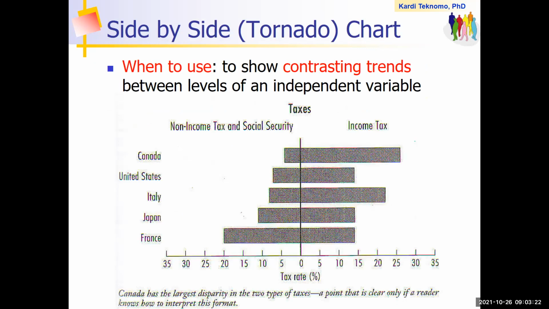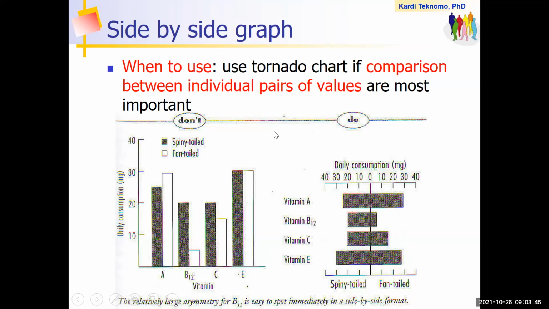So next chart is tornado chart. Okay, so this is side by side. Tornado side by side. When are you going to use this? When you want to contrast the trend between the levels of independent variables, right? Usually you put a line at zero there, or you can also use this if you want to compare the individual pair of values. Which one is the most important individual? So if you want to compare individual pairs of values, don't use a bar chart. Use tornado side by side graph.